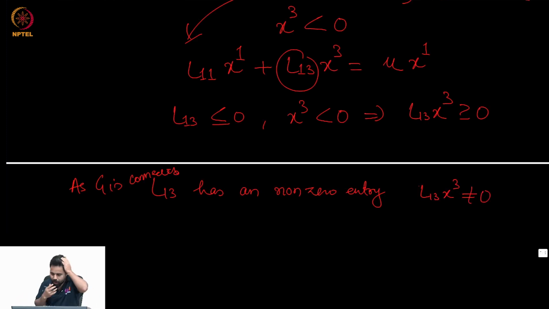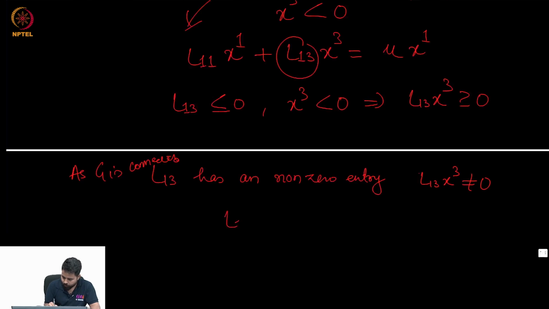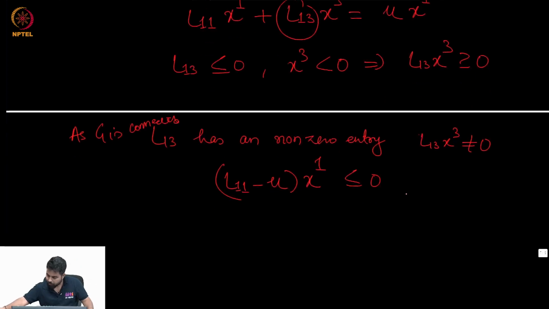Very good. Now how can we make use of these observations? First, you can immediately write that L11 minus mu, times X1, is less than or equal to 0. This is coming from this fact. And also, due to this fact, L11 minus mu times X1 is not equal to 0. These observations are super easy. Now how do we use them to prove that V plus induces a connected subgraph?